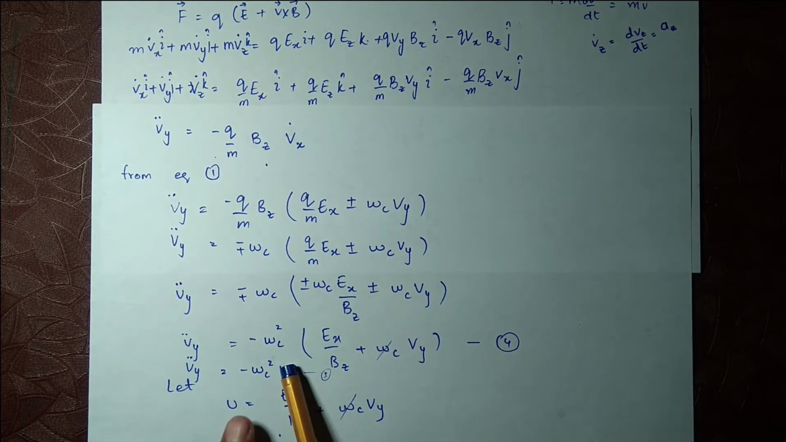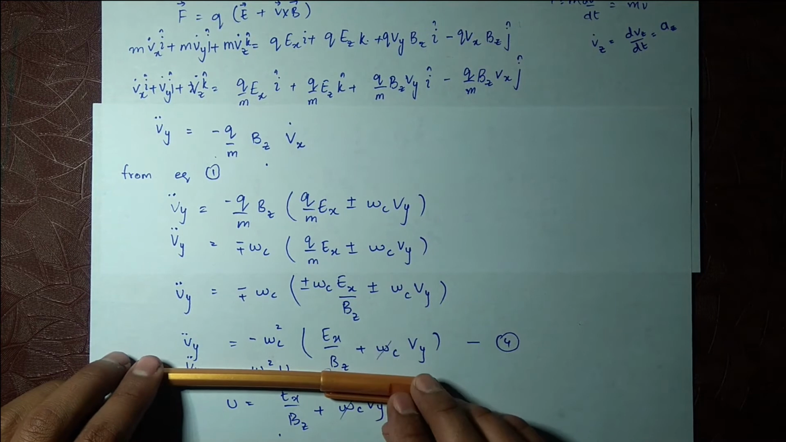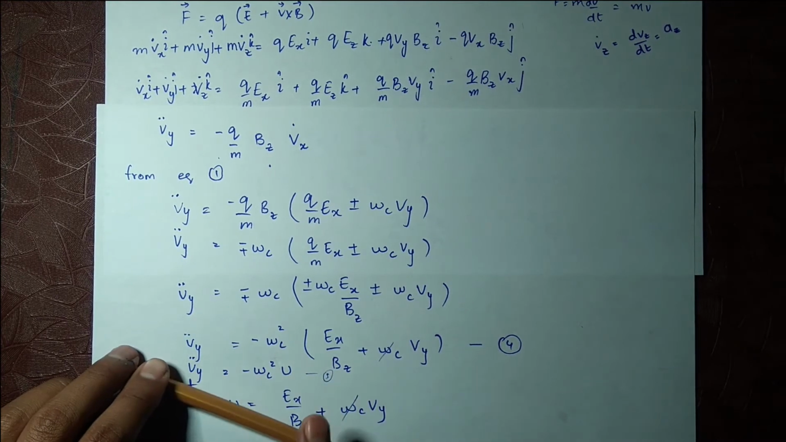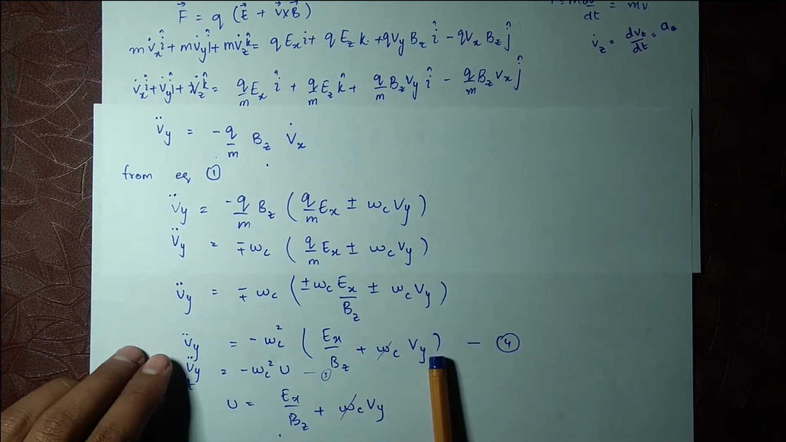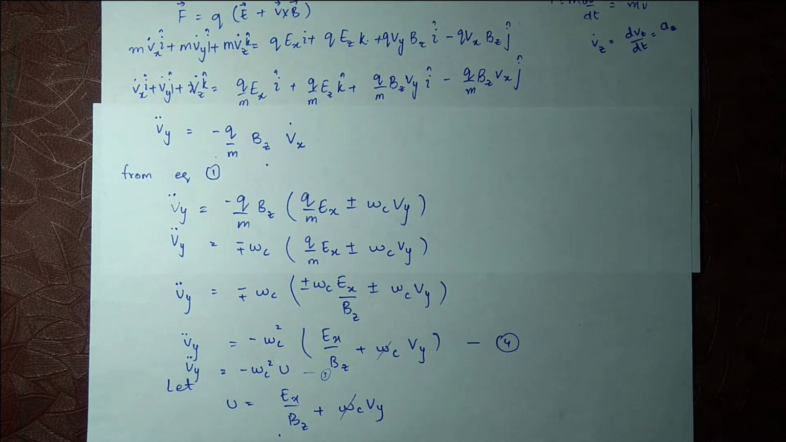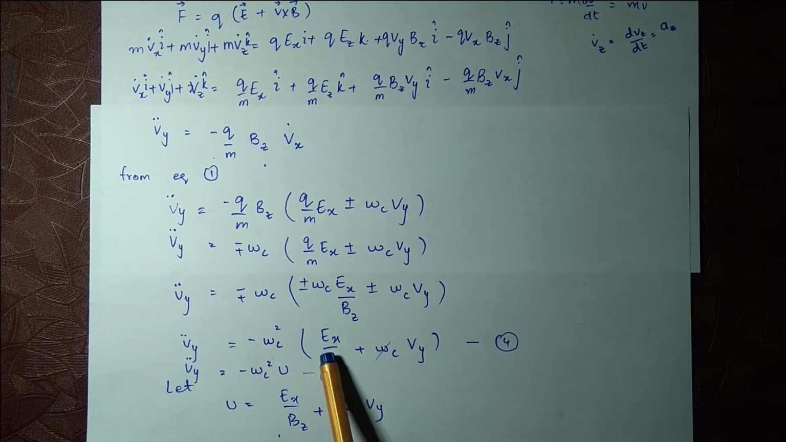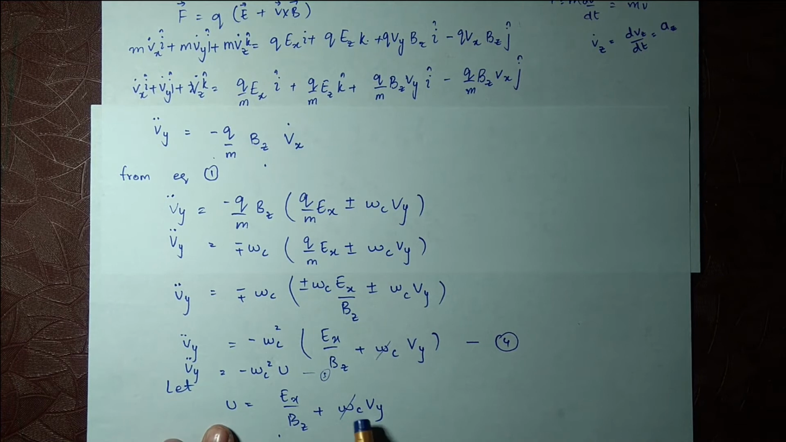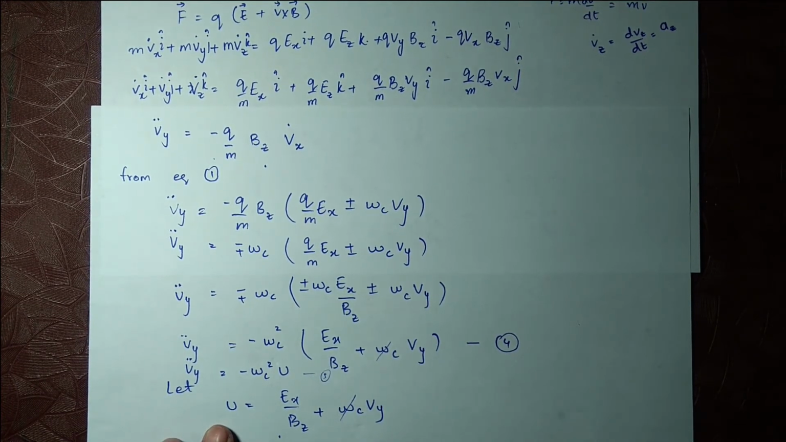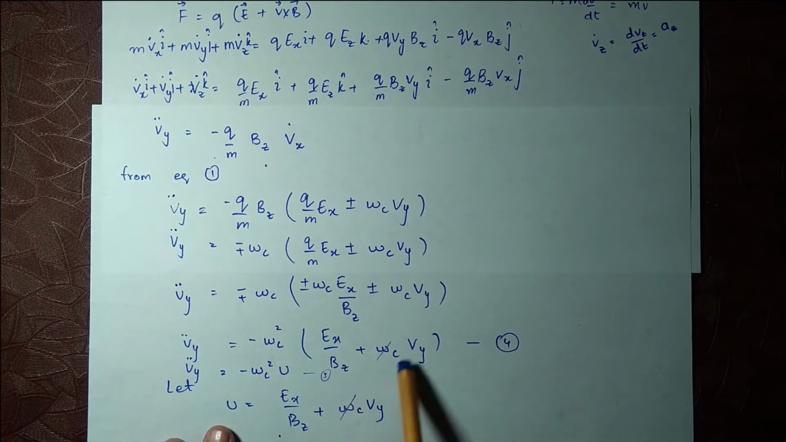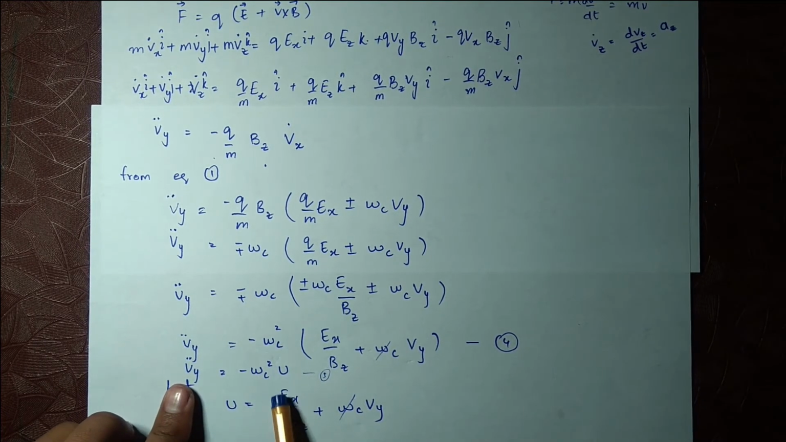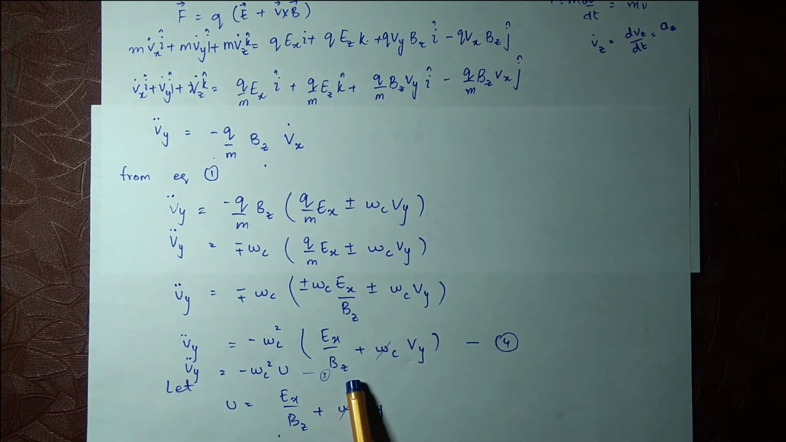So we write this, and we forget about this equation now. So the term inside the bracket is Ex over Bz plus Vy. For simplicity in calculating this, we will assume this term as u. We say that u equals Ex over Bz plus Vy. There is no omega c here, so it was written by mistake. So we are going to write u instead of this. So our equation will be Vy double dot equals minus omega c square u, equation number 5.